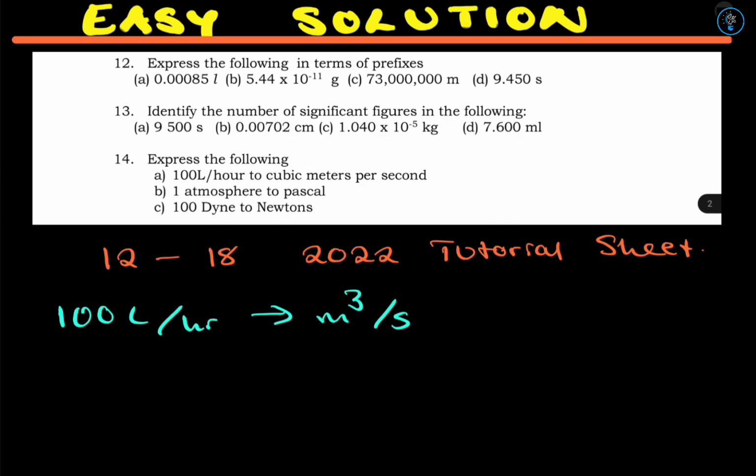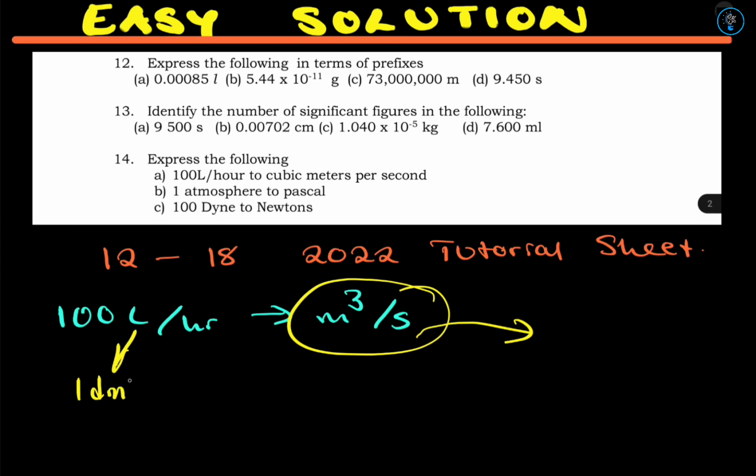By the way, units of this kind have to do with flow rate, the speed at which a particular fluid is flowing. To convert this, we need to know what a liter is. A liter is just 1 decimeter cubed. Now that we know what a liter is, we can convert it. So we are given 100 decimeter cubed per hour. So per means 1 hour.